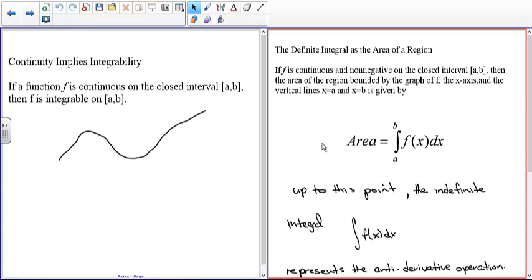And this is what I've already talked about. The definite integral is the area underneath a curve. So this says if f is continuous, which means it's integrable, and non-negative, which means that it's above the x-axis.